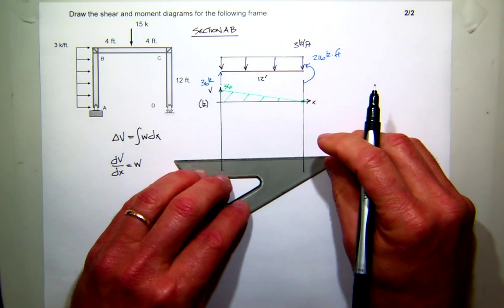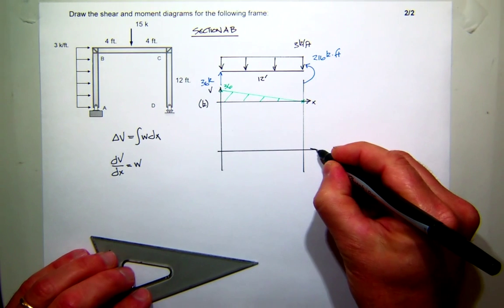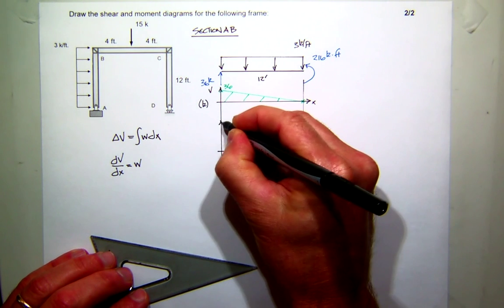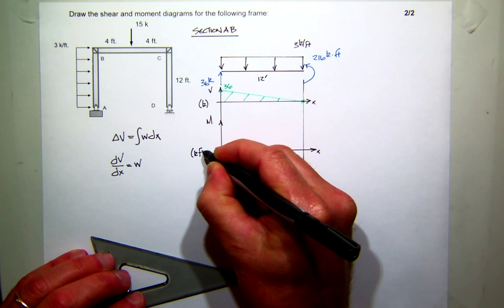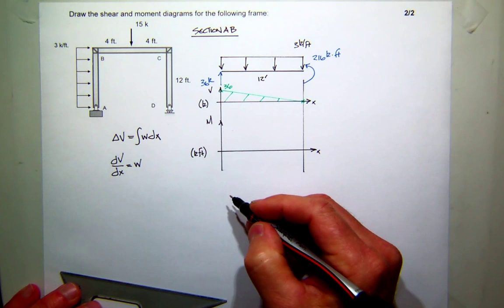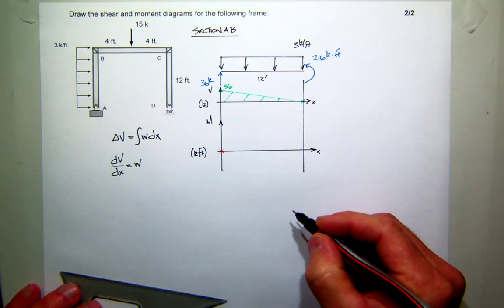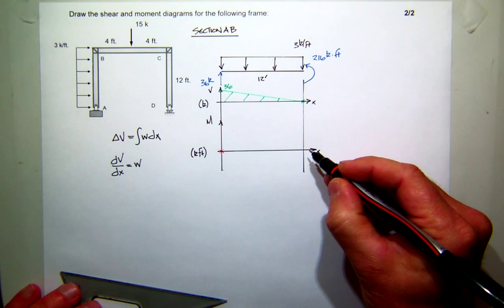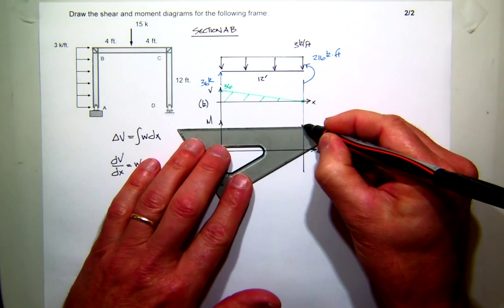So now we'll draw the moment diagram. So there's my positive directions, and my units are in kip feet. What is the moment at A? 0. What is the bending moment at B? Positive 216.